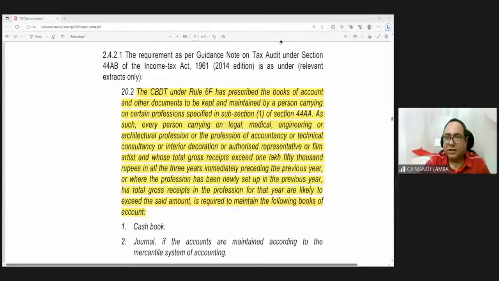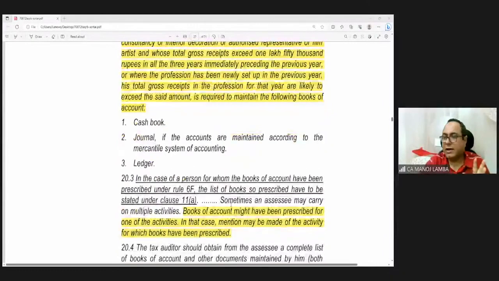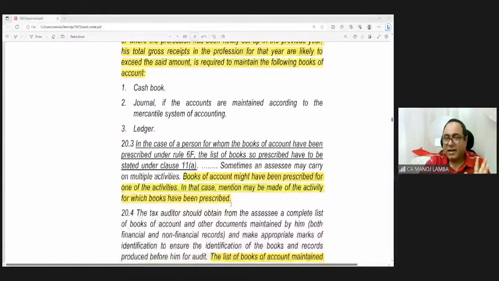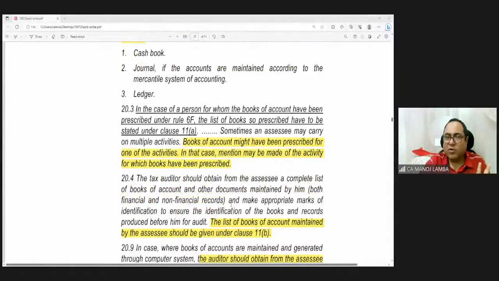Cash book, journal if accounts are maintained according to the mercantile system of accounting, and ledger. In case of a person for whom books of account are prescribed under Rule 6F, the list of books of account so prescribed have to be stated in 11A. These three books. Sometimes an assessee may carry on multiple activities. Books of account might have been prescribed for one of the activities. In that case, mention may be made of the activities for which books of account are prescribed.